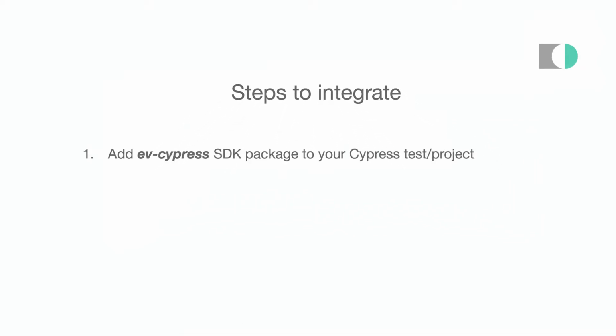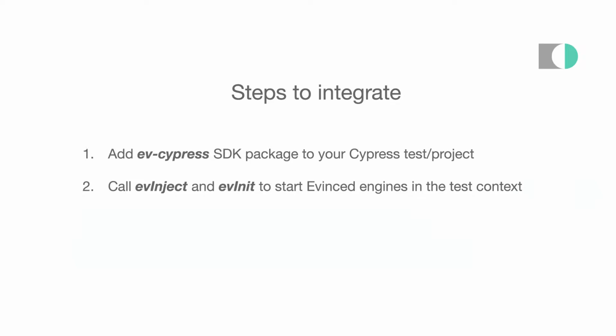First, we add the EV Cypress package SDK into your test or your project. Then we call the EV Inject and EV Init APIs to start the Events engines in the context of our test. The third step is to use the EV Start analysis when we want the accessibility analysis to start within our test, and then we use the EV Stop analysis when we want it to stop.